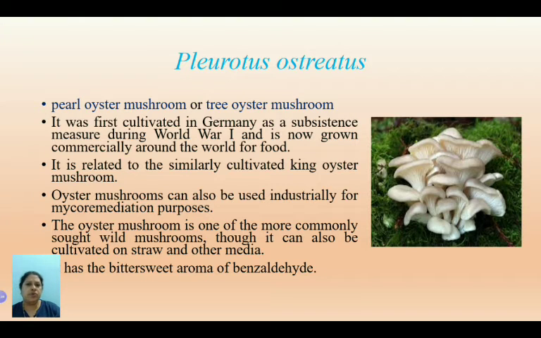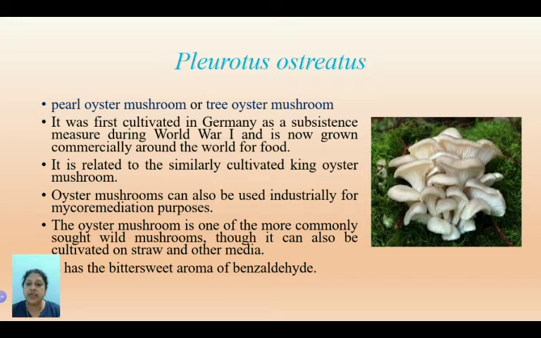Now coming to Pleurotus ostreatus or Pleurotus sajor-caju, you can tell in both, this is actually the pearl oyster mushroom or tree oyster mushroom. It was cultivated in Germany. Speaking about that, during World War One, what happened? A severe famine occurred because of the war lasting many days. So people were not getting food.